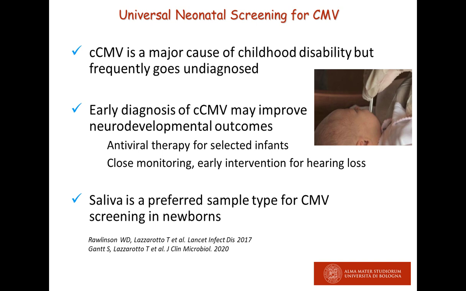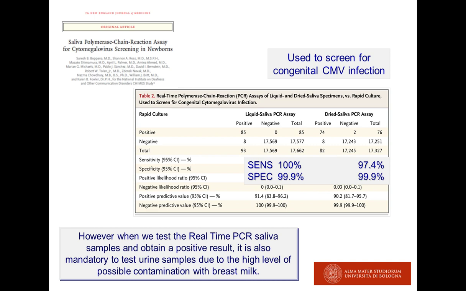So, which is the real reason? CMV is the major cause of childhood disability, but frequently goes undiagnosed. It is very important to have early diagnosis because it is possible to offer antiviral therapy for selected infants. And it is very important to have early diagnosis, early screening, for early intervention for hearing loss. And we agree that saliva is the preferred sample type for CMV screening in newborns.